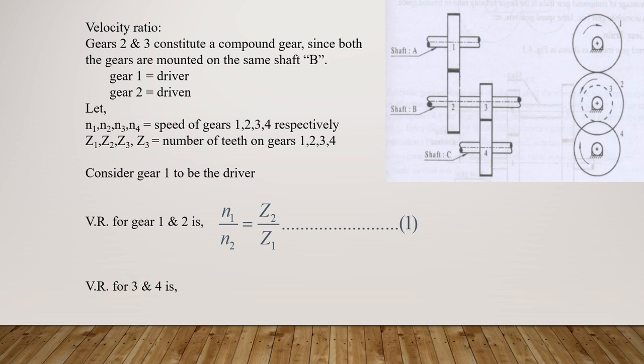Second combination is between 3 and 4. There is no direct contact between 2 and 3. When there is no direct meshing between the gears, you can't write the velocity ratio. So there is no velocity ratio for the combination of 2 and 3. There is no combination at all, so you can't write the velocity ratio. So when you go for velocity ratio of 3 and 4, it will be N3 by N4. Since 3 is a driver for this combination, N3 by N4 is equal to Z4 by Z3. So we'll have equations 1 and 2.